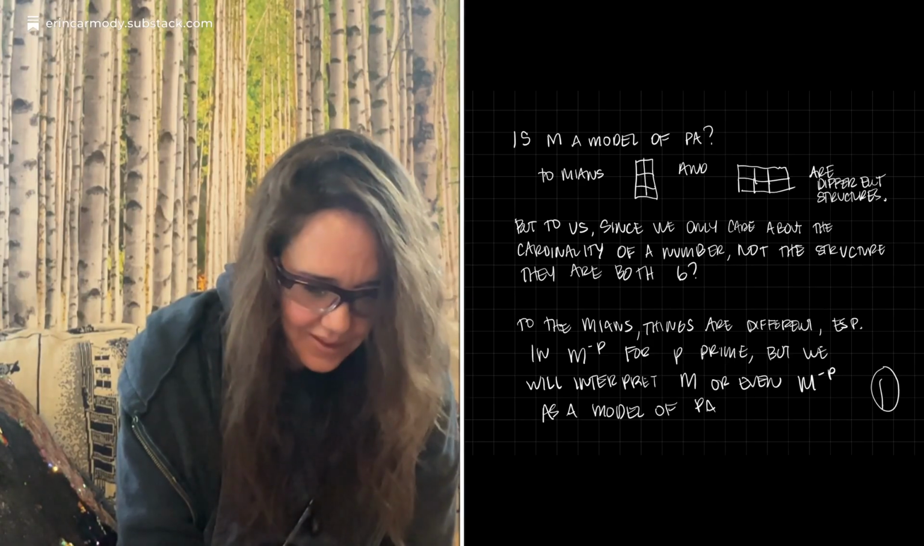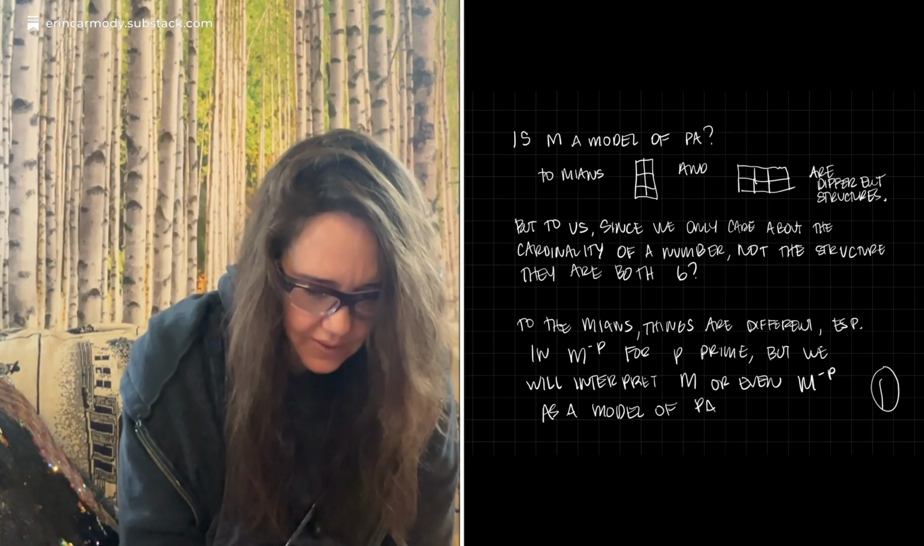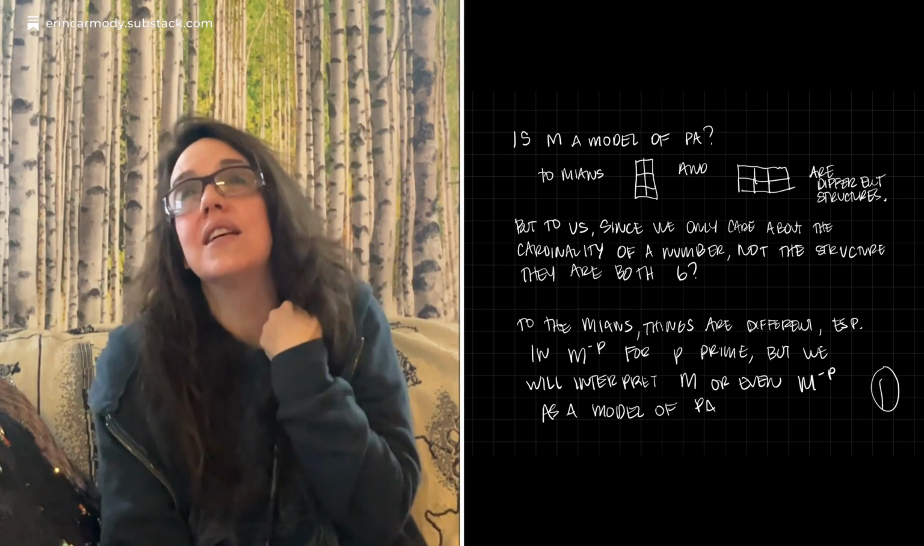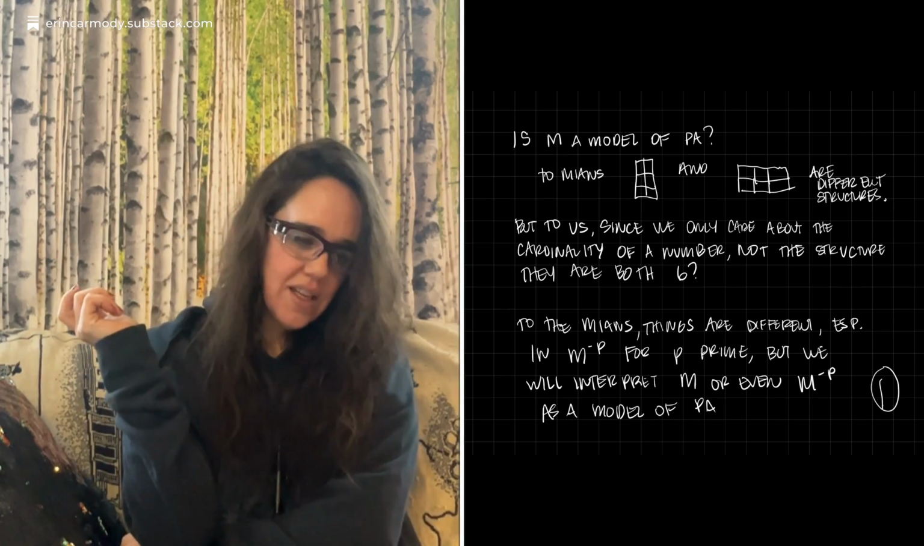I call them the Emmians. To Emmians, things are different, especially M to the minus P, where P is a prime. But even M to the minus P, we still think of it as a model of arithmetic because they still have the prime. They can still do everything.